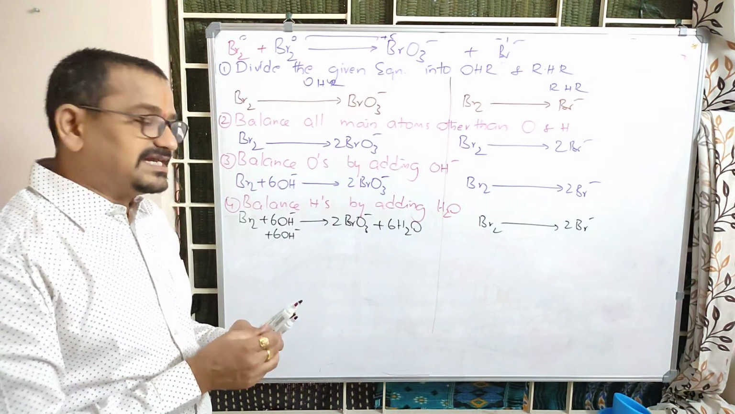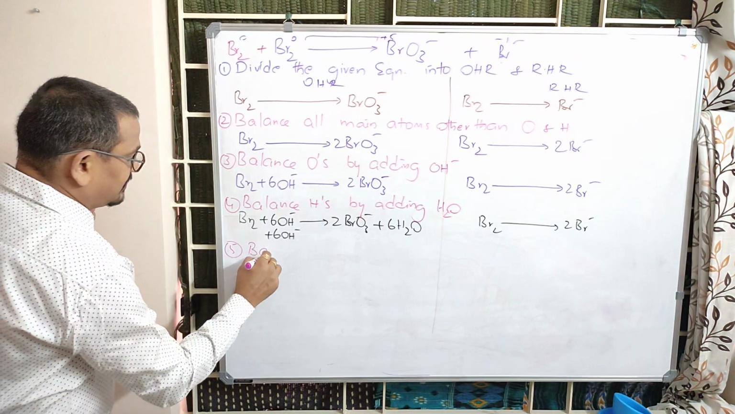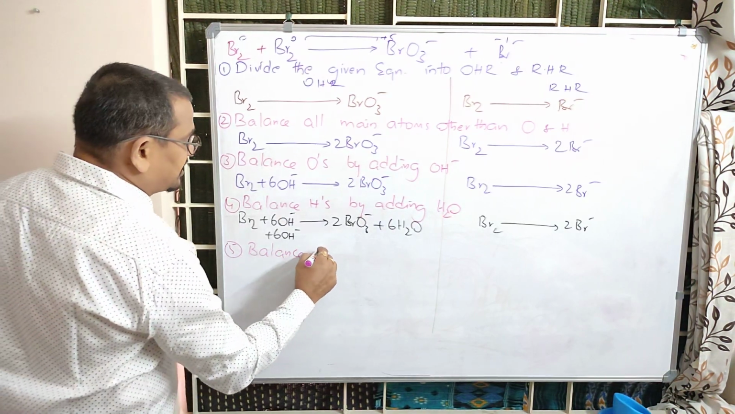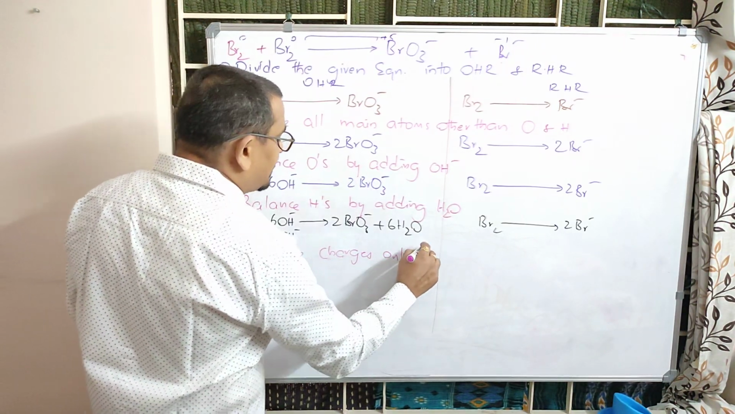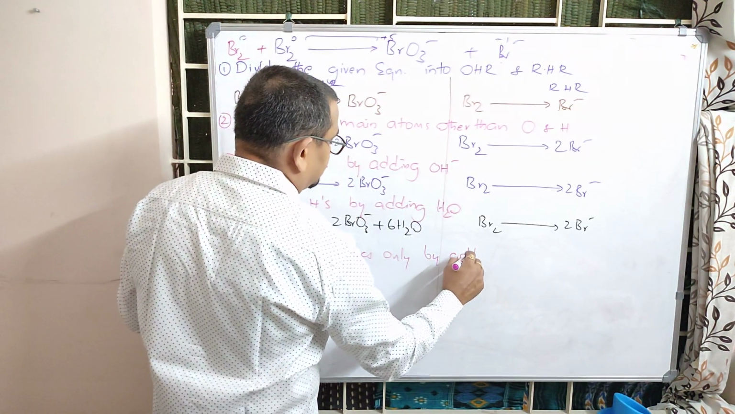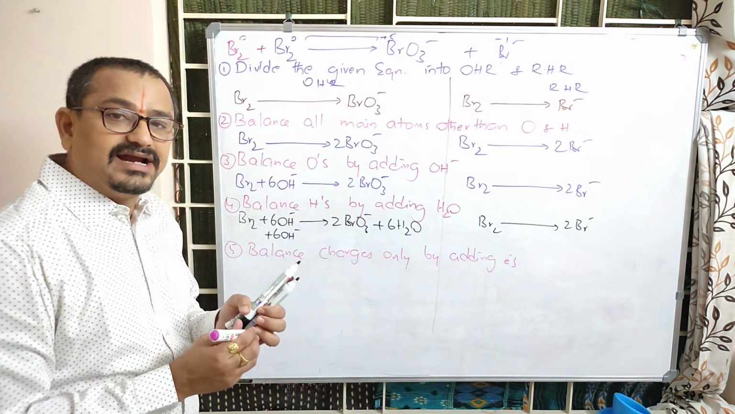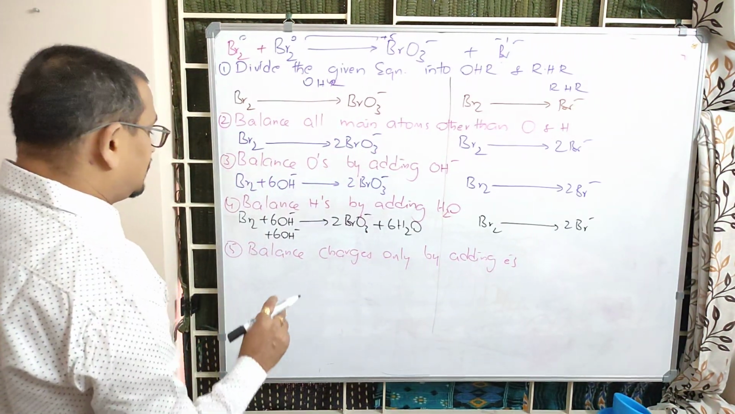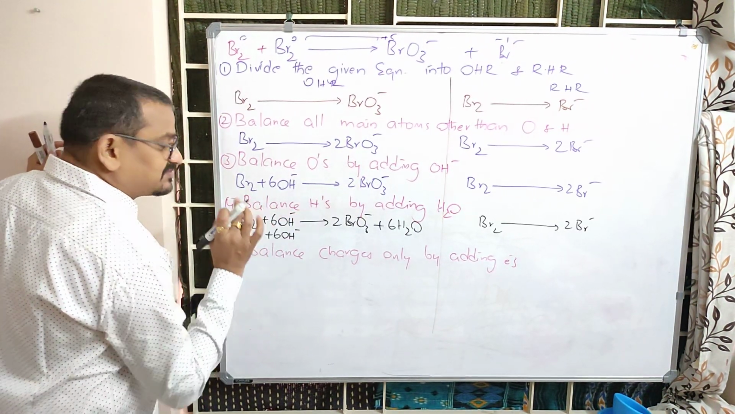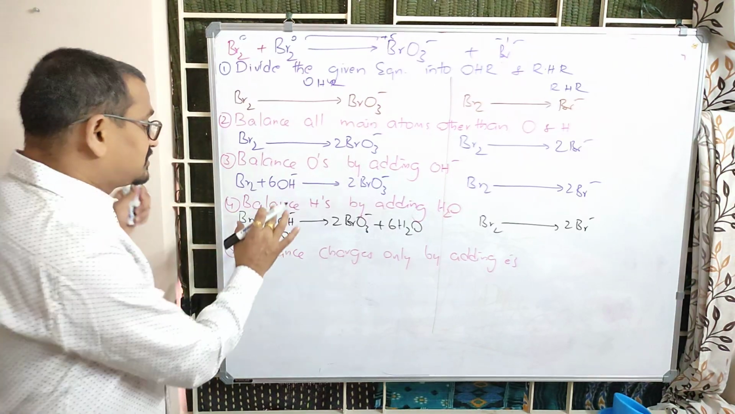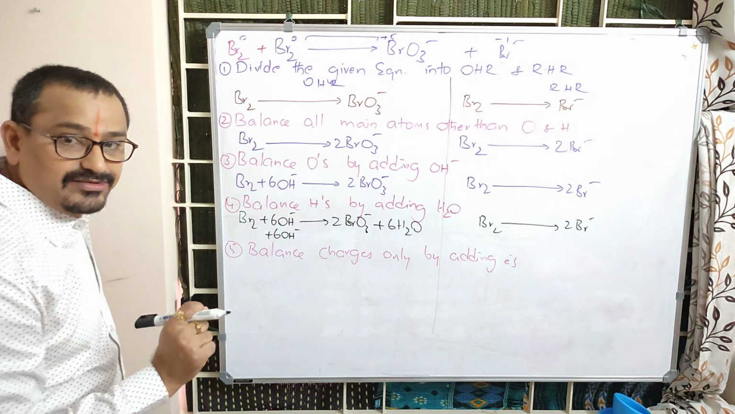So what is our next step? We have to balance charges only by adding electrons. We have to balance charges only by adding electrons. See, let us count charges. This 6 minus charges plus 6 minus charges. How many? We have 12 minus charges here, whereas here only 10 minus charges we have.